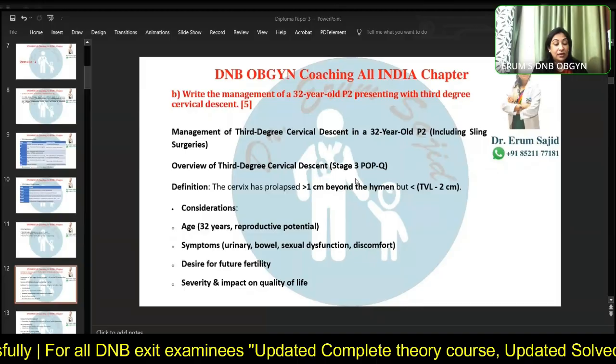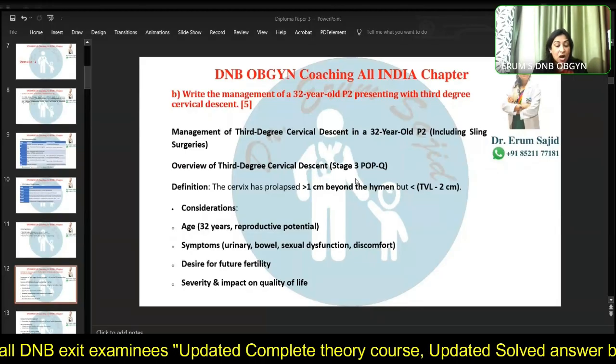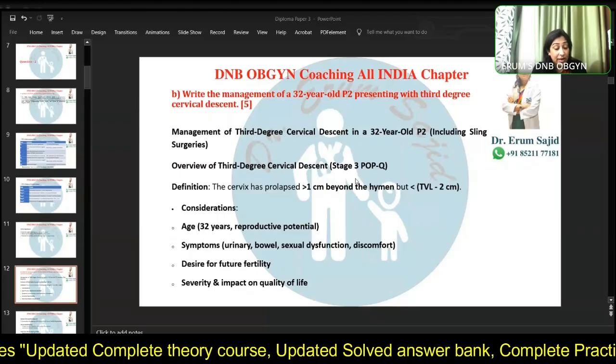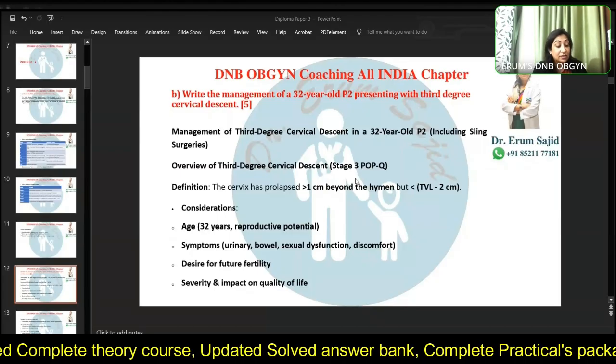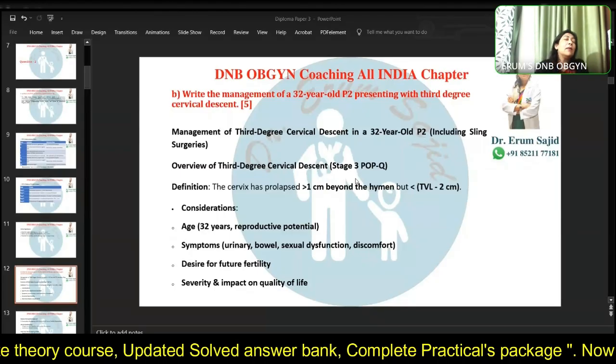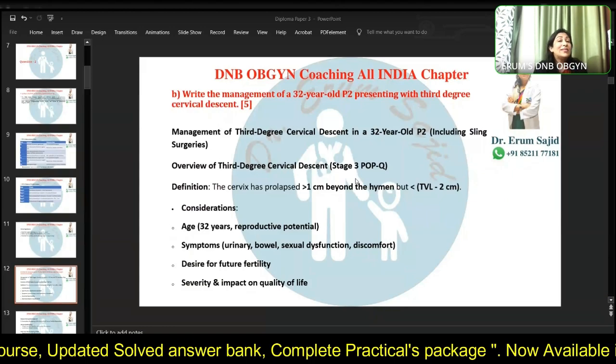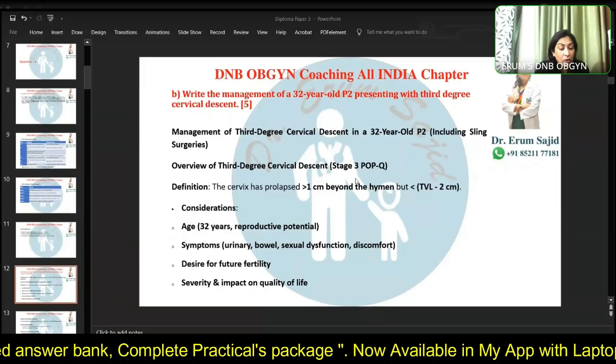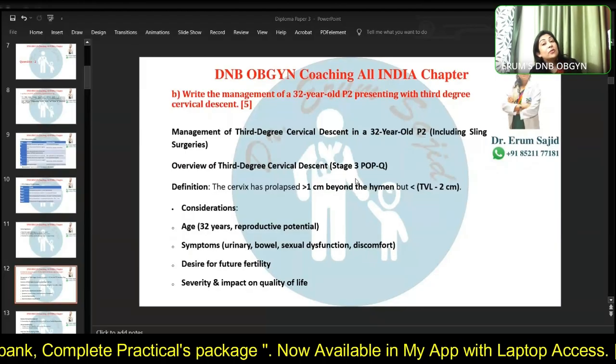Yeah, good, Pragati. Considering the age and future fertility desire, sling surgery can be offered. Very good, as hysterectomy will decrease the quality of life. I agree with you. But I said multiple options. So one is definitely sling surgeries. Hysterectomy is another option. Somebody wrote Fothergill Manchester repair. All right, that's also one of the options.